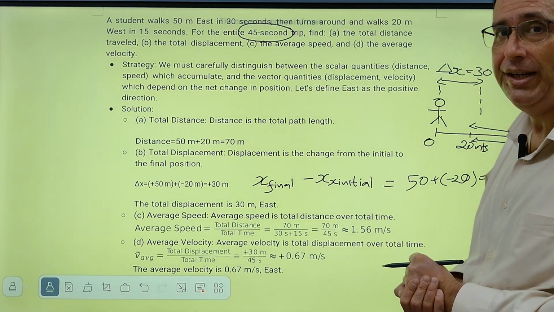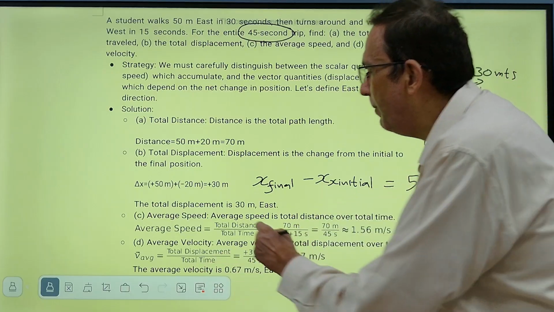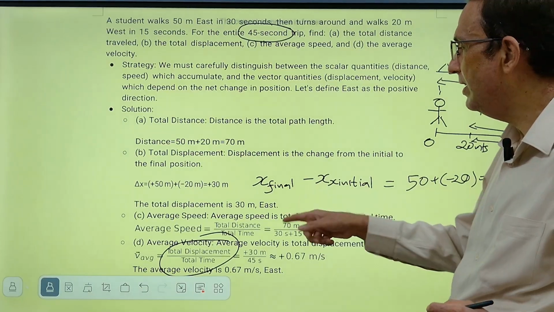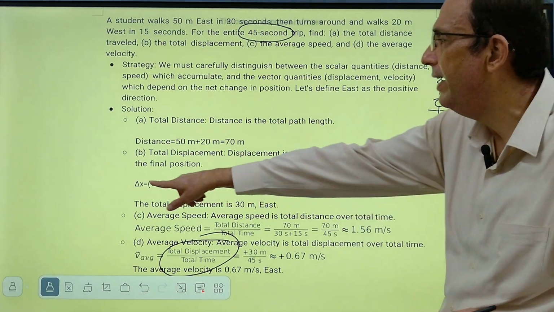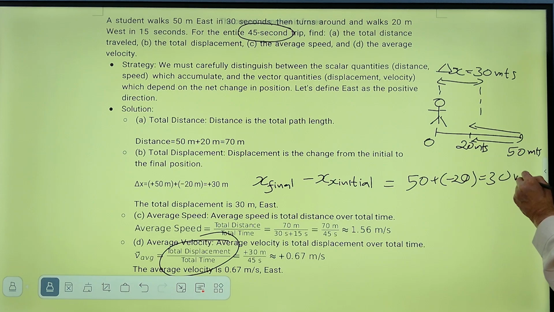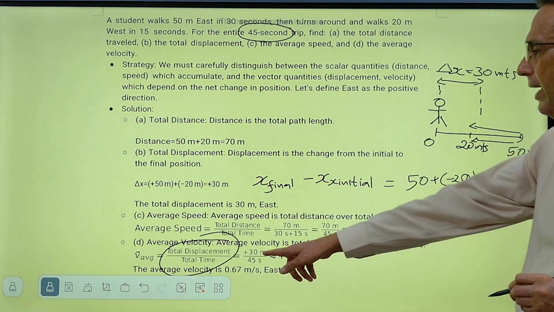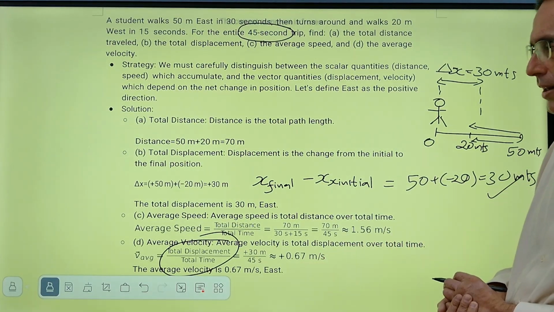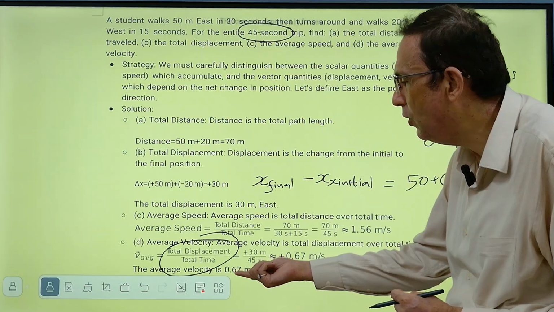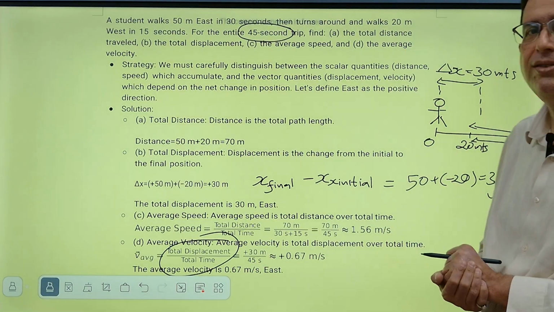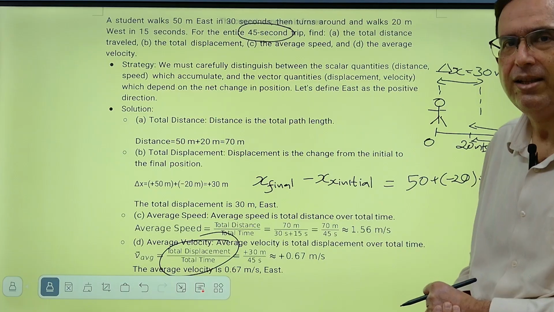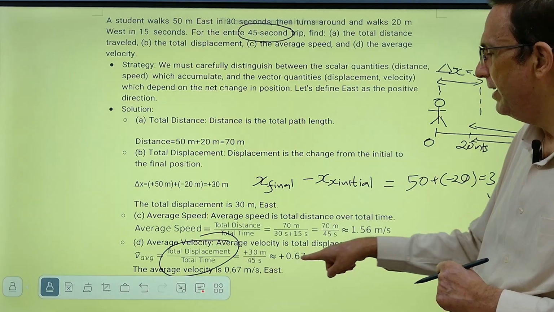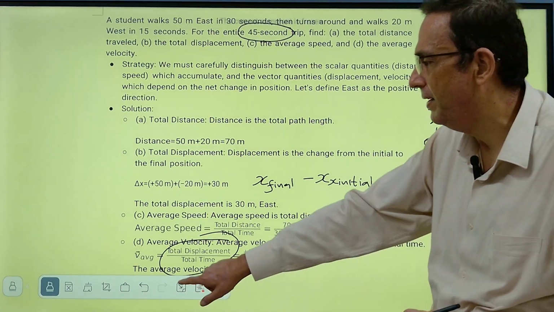But what about the average velocity? The average velocity is total displacement divided by total time. Okay, and then it is 30 divided by 45, because 30 is the total displacement that we have calculated here, delta x. So the total displacement is 30 meters. So it is plus 0.65 meters per second. So its average velocity is plus 0.65 meters per second in the east direction, because the sign is plus. So it means that it is in the positive or the east direction. So you can see the average speed is 1.56 meters per second, but the average velocity is 0.65 meters per second.